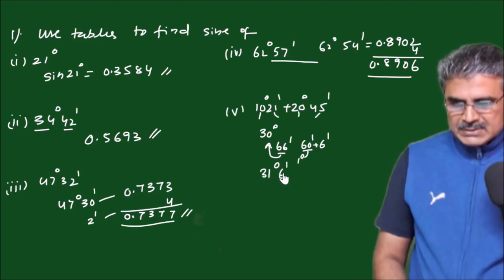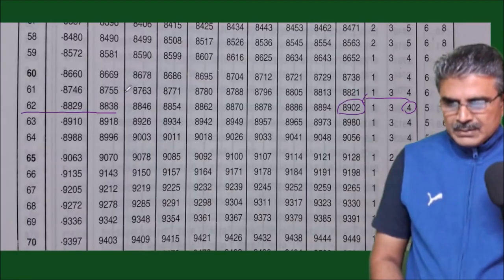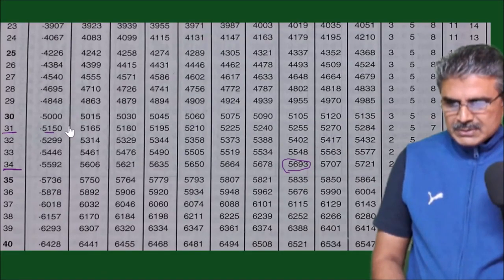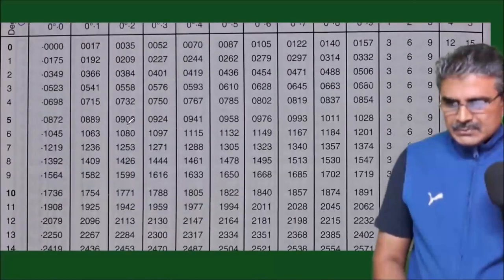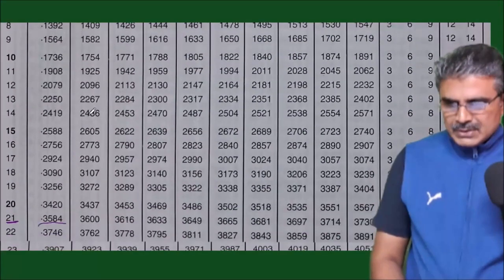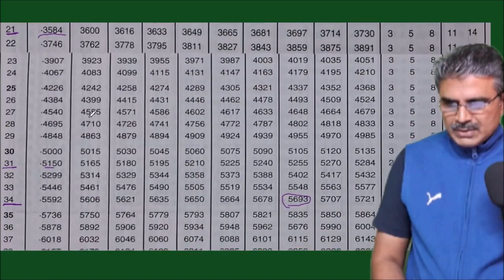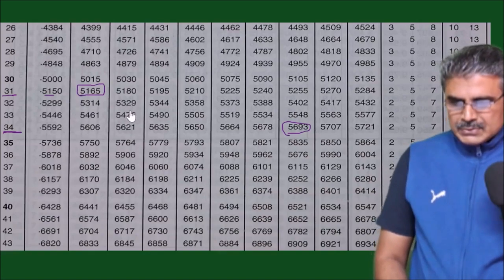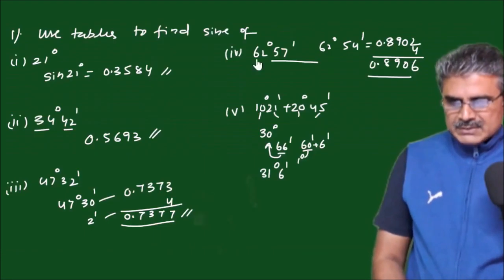So for 31 degrees and 6 minutes, go to the table. 31, this is 31 degrees. This is 0 minutes, and then we need 6 minutes. So 6 minutes is this second column. Under the second column at 31, we have 5165 as the value. Okay, so now the value is 5165.